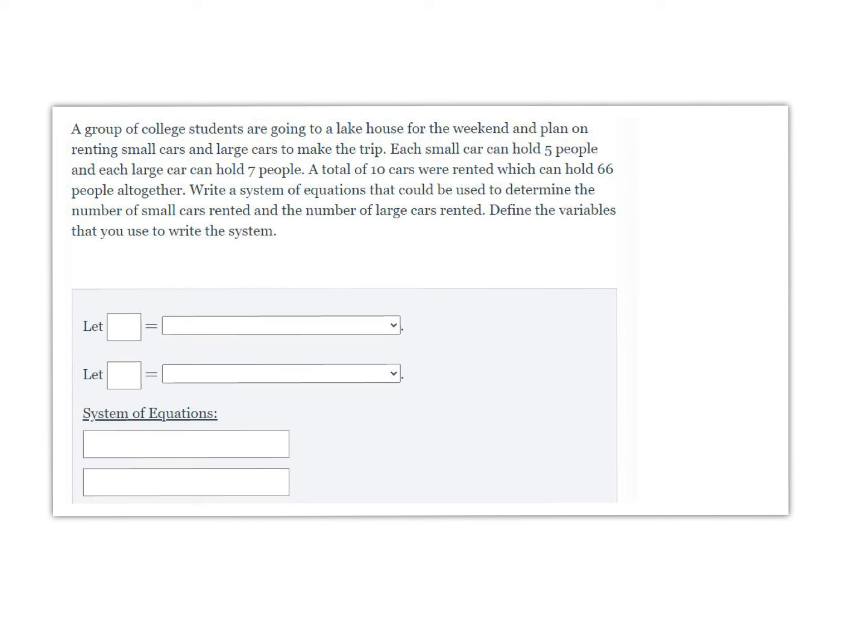Okay, so this time let's just use X and Y. Okay, X is going to be the number of small cars. I'll just put number of small. And Y will be the number of large. Okay, now the system of equations. Let's take a look. Each small car can hold 5 people, and each large car can hold 7. So we're going to need to multiply each small times 5 and each large times 7.